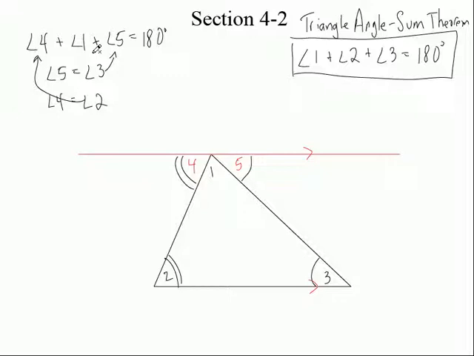I don't want to scare you off or anything, but I want to make you aware that we will do some proofs. So let's do this. Let's write this real nice. Instead of angle 4 plus angle 1 plus angle 5 equals 180, let's do this. What can we do?